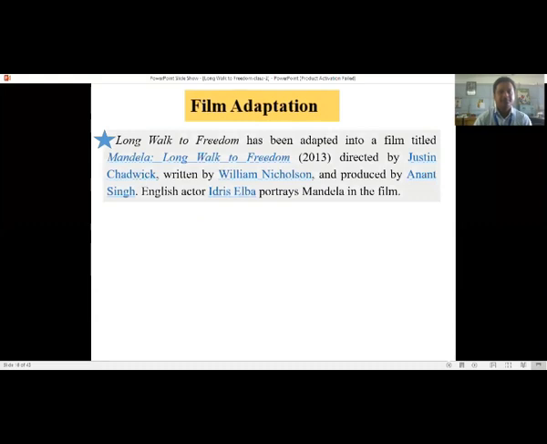Film adaptation. Long Walk to Freedom has been adapted into a film titled Mandela: Long Walk to Freedom that was released in 2013. Directed by Justin Chadwick, written by William Nicholson, and produced by Anant Singh. English actor Idris Elba portrays Mandela in the film.